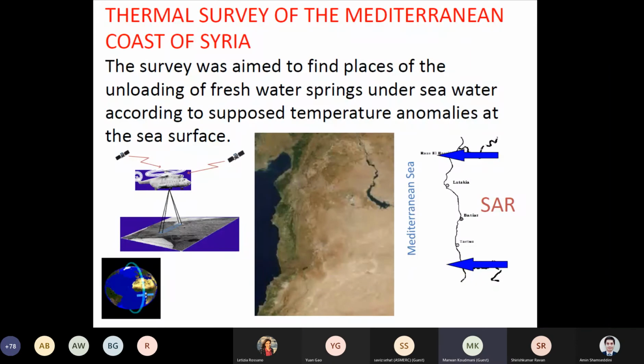Also, we had a good project for thermal survey over the Syrian coast and Lebanese coast for observation of submarine outflows and anomalies by the supposed temperature.